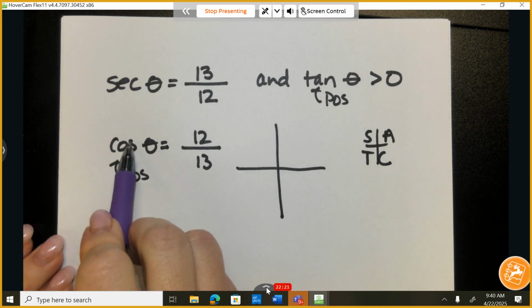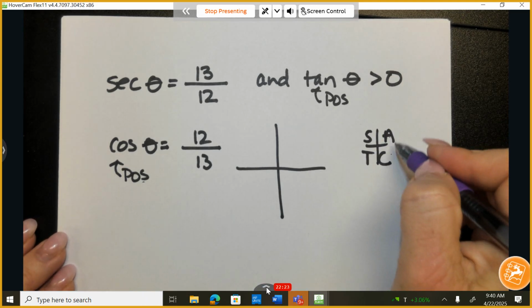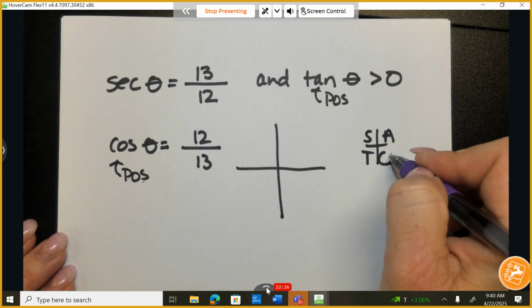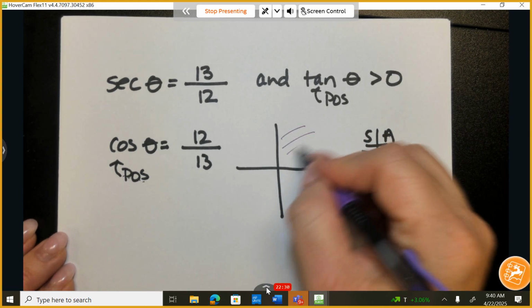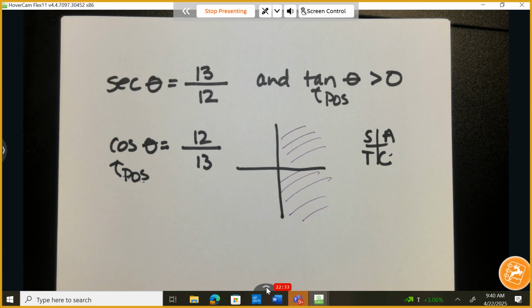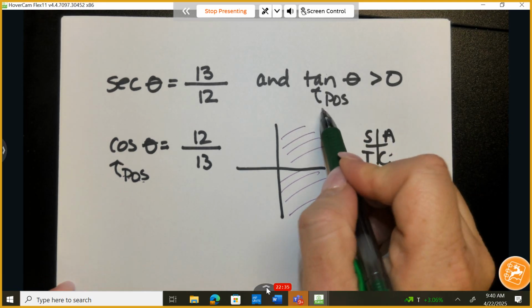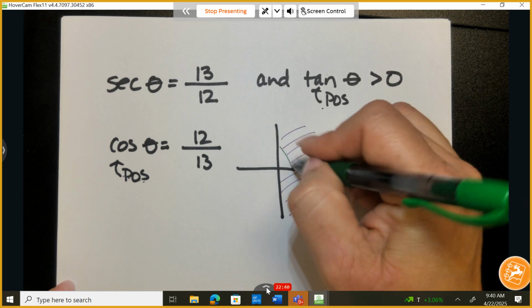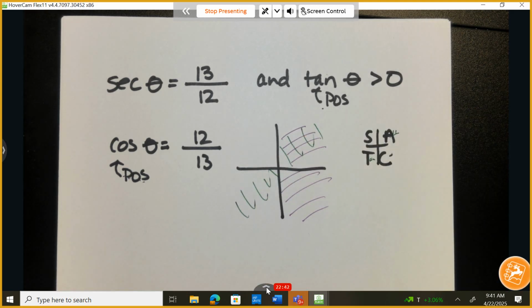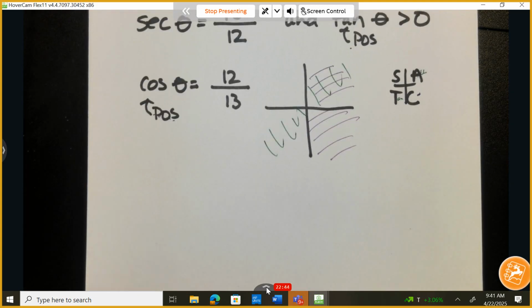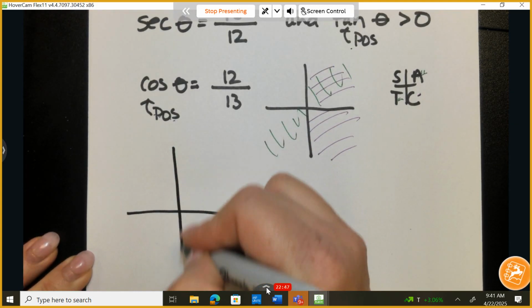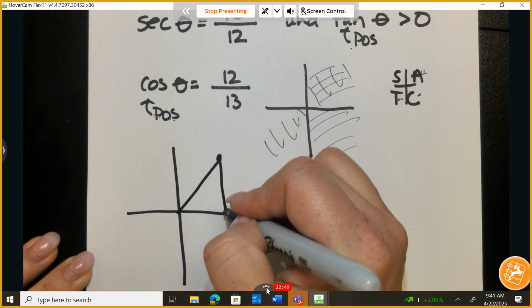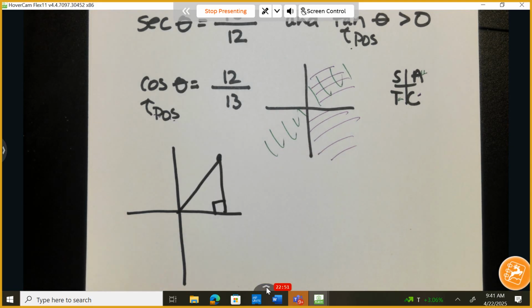Okay, where are cosines positive? Cosines are positive, all things are positive, and cosines are positive in 1 and 4. So I want to know where are they positive. I shade 1 and I shade 4. Where are the tangents positive? Tangents are positive in quadrant 1 and quadrant 3. And we can see the overlap occurs in quadrant 1. Closest to the origin will be the angle we're going to evaluate.